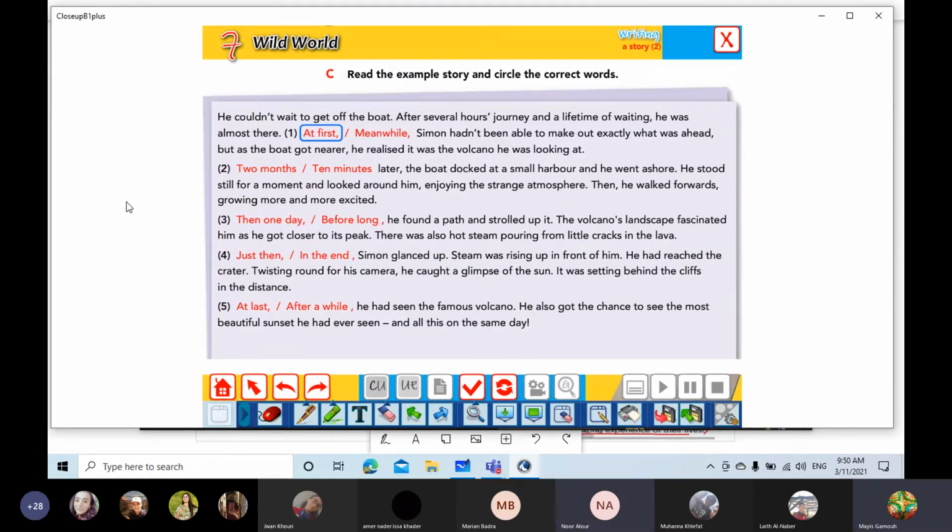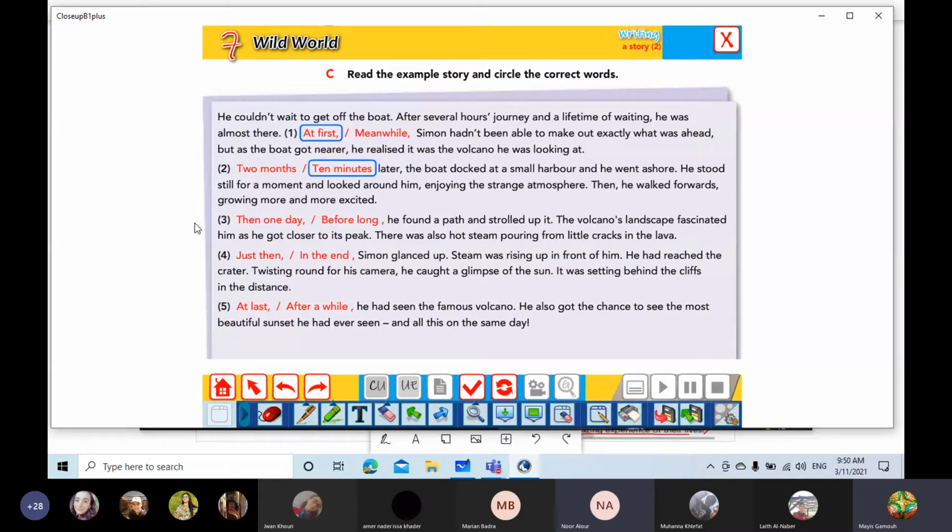Ten minutes later, the boat docked at a small harbor and he went ashore. He stood still for a moment and looked around him, enjoying the strange atmosphere. Then he walked forward, growing more and more excited.